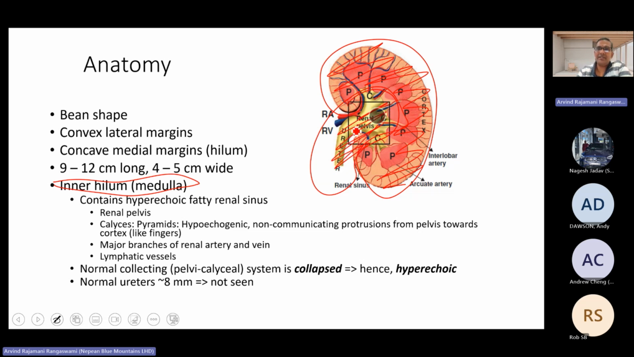So this part of the kidney here is extremely hyperechoic. On the other hand, the surrounding part of the kidney, which is 95% of the kidney, or the cortex, because it is one of the richest blood supplies in the body, will be a tad hypoechoic compared to even the liver, because it has more blood supply than the liver.